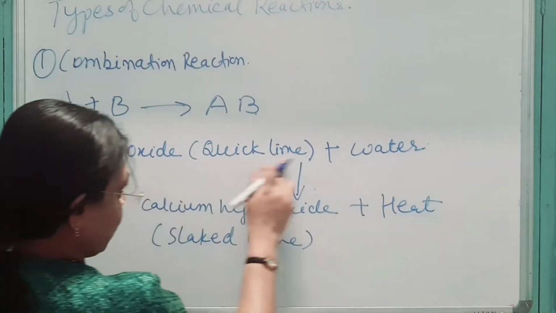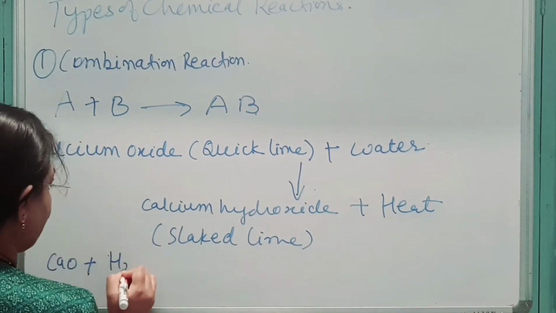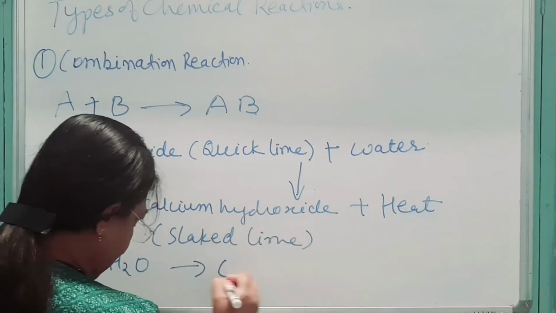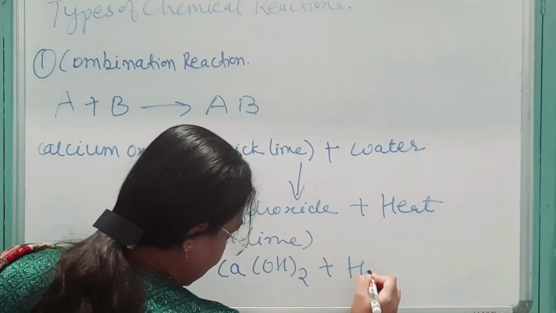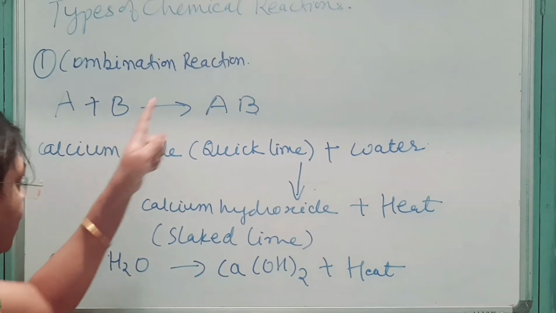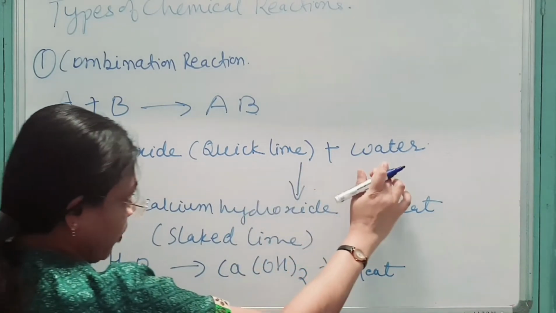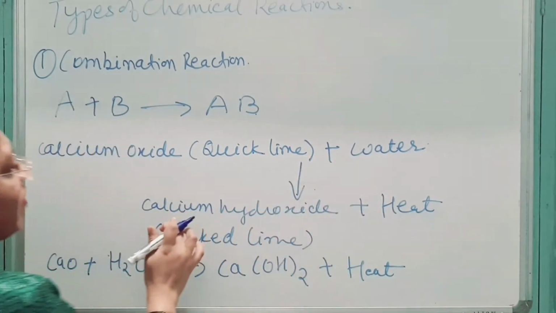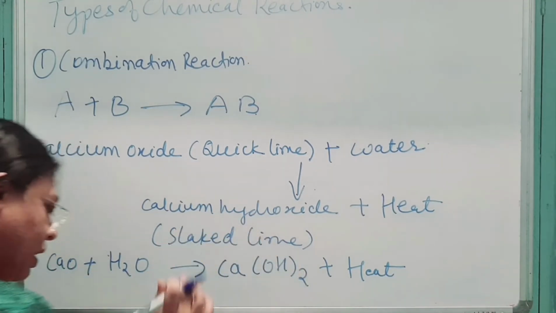Calcium oxide, called quick lime, has the formula CaO, plus water H2O, and it is giving rise to calcium hydroxide, that is Ca(OH)2, plus a lot of heat is given out. So this is a combination reaction where calcium oxide or quick lime is reacting with water, or you can say combining with water, to give calcium hydroxide and a lot of heat. Calcium hydroxide is called slake lime.